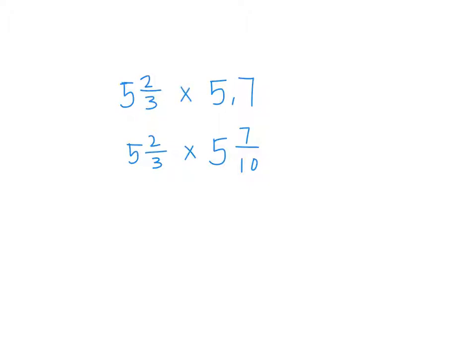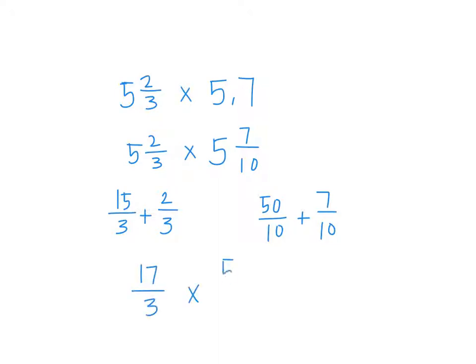How many thirds are in one whole? 3. So how many thirds are in 5 wholes? So this 5 wholes is the same as 15 thirds. Do you agree? And then I have 2/3 as the fraction part. How many tenths are in 5 wholes? 50, right? So I have 50 tenths and then 7 more tenths. So what are my fractions all together? I have 17 thirds times 57 tenths.